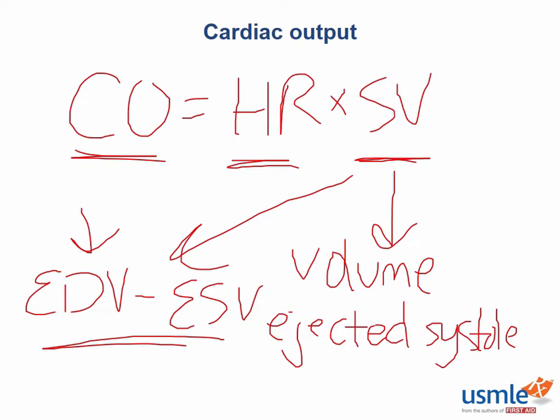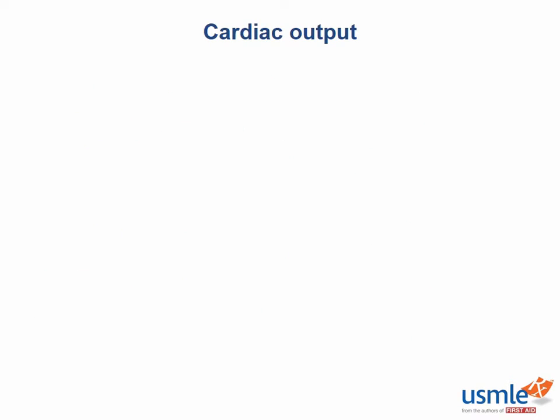So there could be a situation on the test where they provide you with these variables, end diastolic and end systolic volume, say in the context of an echocardiogram. And they give you the heart rate, and they want you to calculate your cardiac output. So hopefully you can remember this equation and then get this question right on test day.